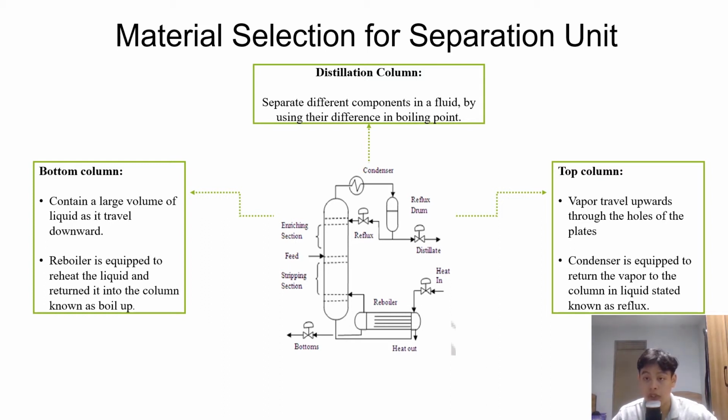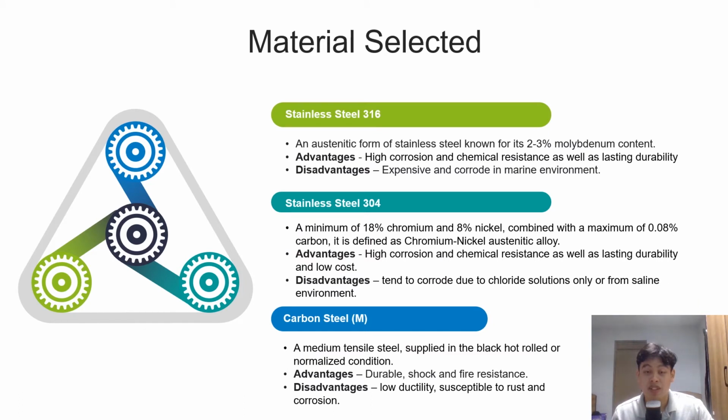As for the top column, the vapor travels upward through the holes of the plate and simultaneously is in contact with the liquid that goes through the bottom column. The condenser is used to return the vapor to the column in liquid state and is known as reflux. So these are the potential materials suitable for the distillation column. The first one is stainless steel 316, which has the advantages of high corrosion and chemical resistance and longer durability, while the disadvantages are that it is quite expensive and can corrode in the marine environment.